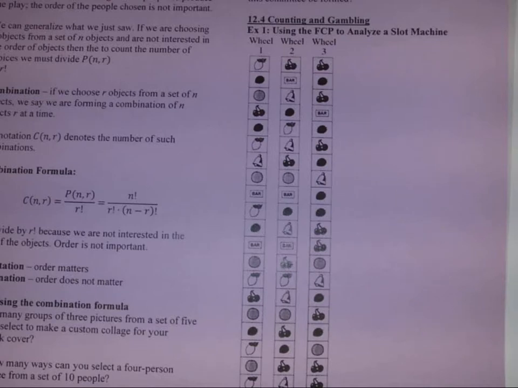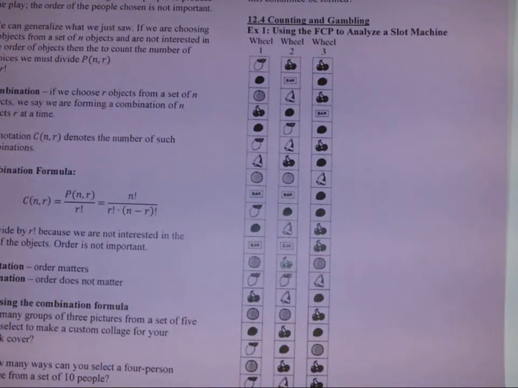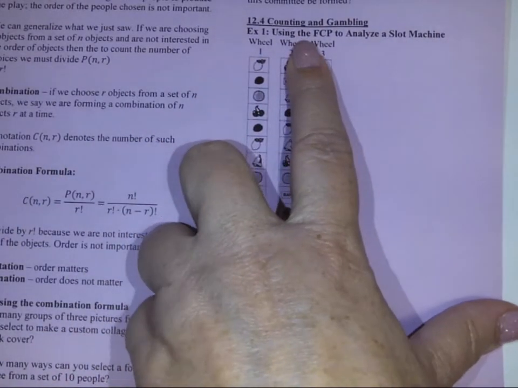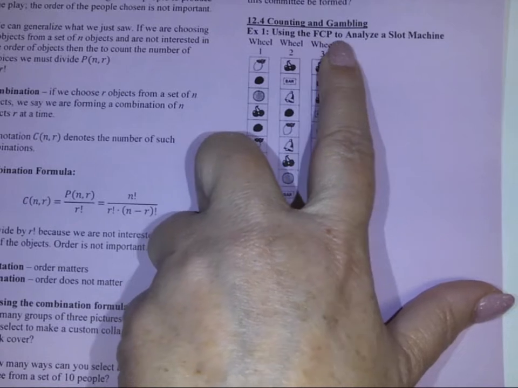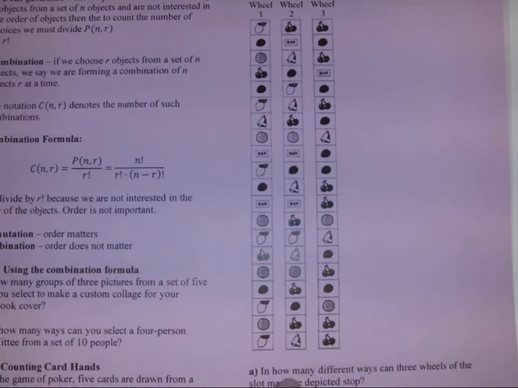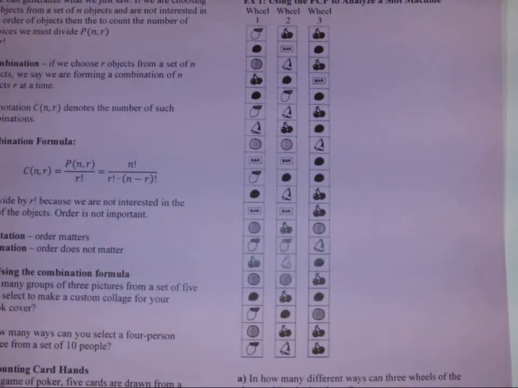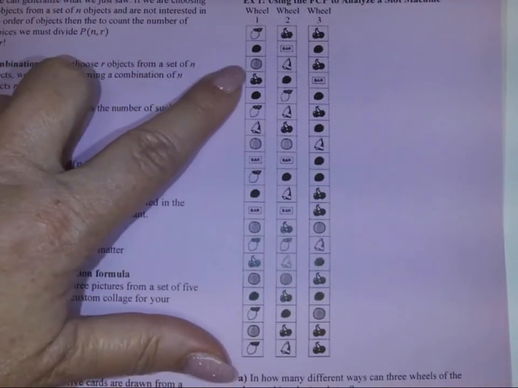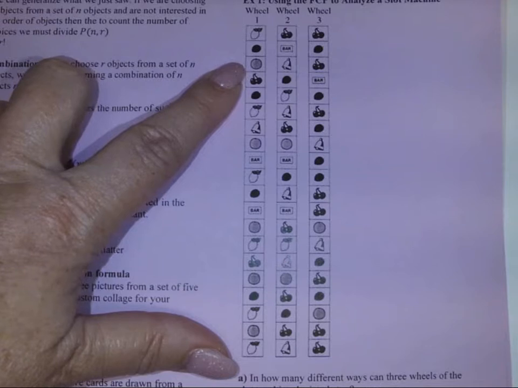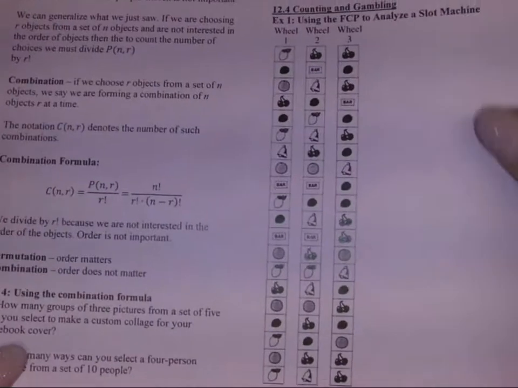So we're going to talk about counting and gambling, and we're going to do just a few problems here. We're going to use that fundamental counting principle to analyze a slot machine. Here we have a slot machine. You can see the different columns here. It's got three things that can pop up, and we've got some lemons and oranges and cherries and plums and bars. We're going to answer a couple of questions here. We're only going to answer 3 of them.